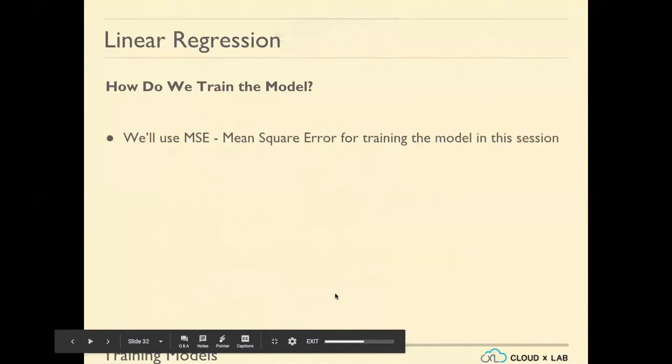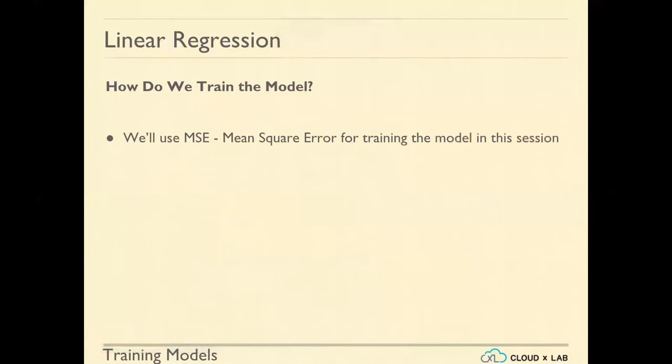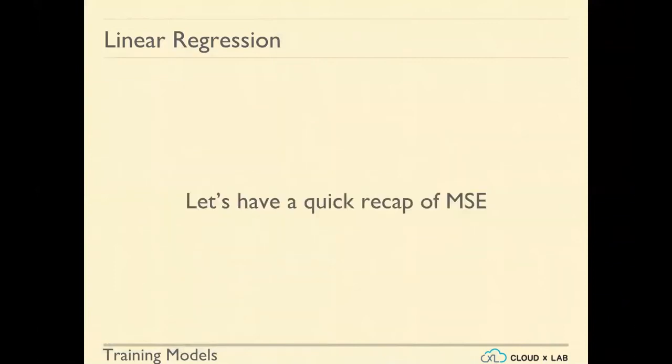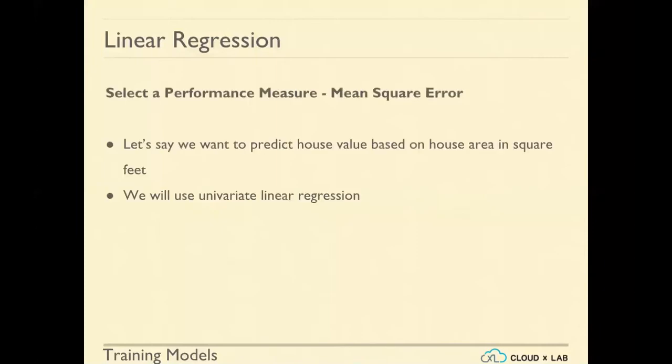Now, the question is, how do we train the model? We will use MSE, mean square error, for training the model in this session. And why MSE? It's simpler to minimize MSE than root mean square because computing a square root takes a lot of effort.